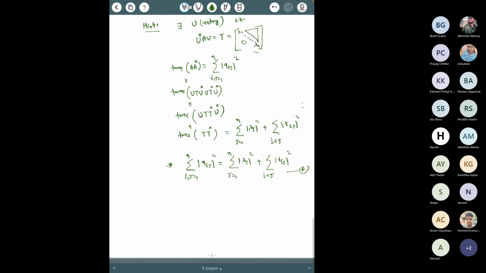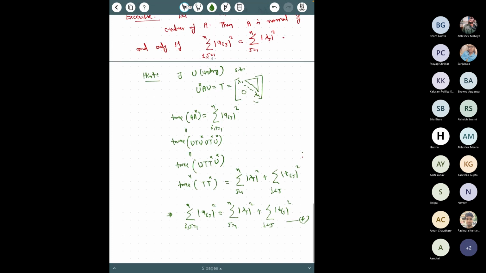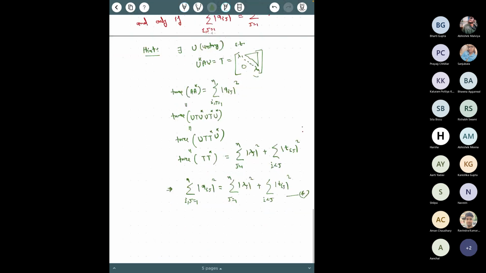Now what do we have to prove? We have to prove that if A is normal, then this is equal to this. That means we have to show that this term is zero if A is normal. And conversely, if this expression is true, then we have to show that A is normal. So when this term is zero, we have to show that A is normal.